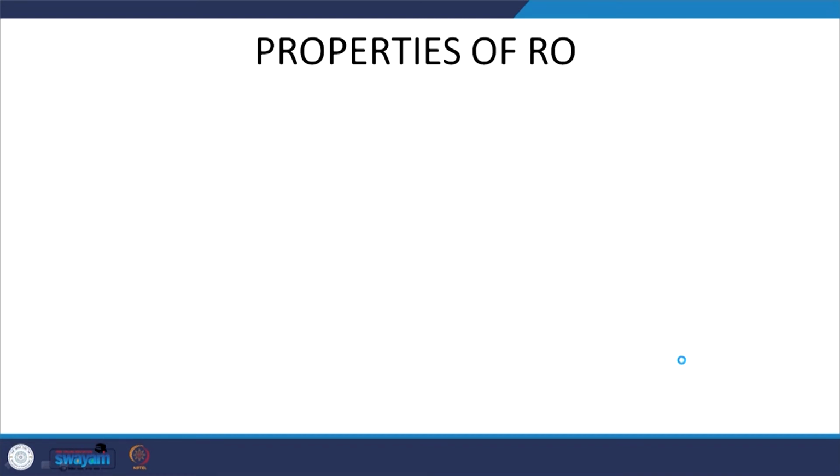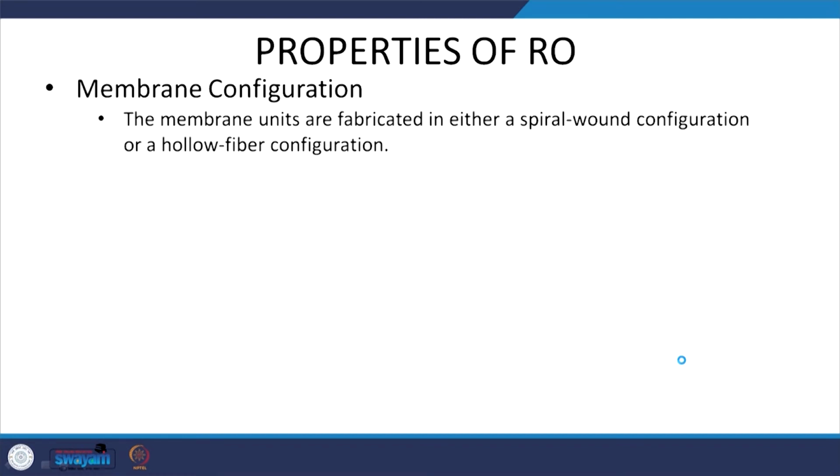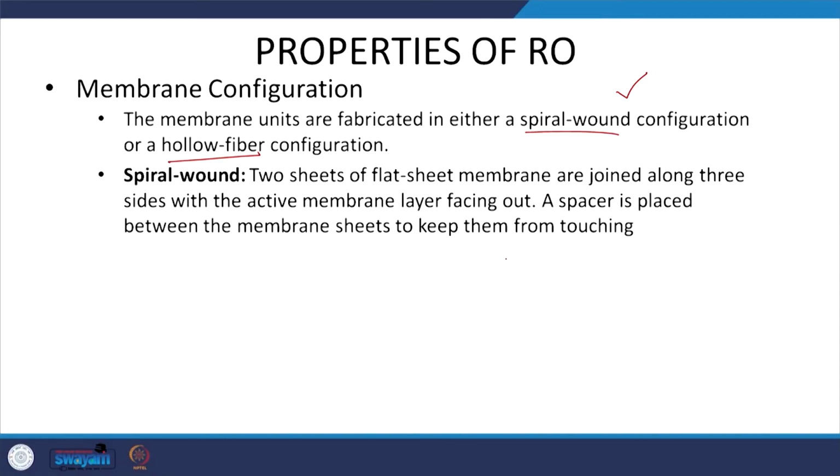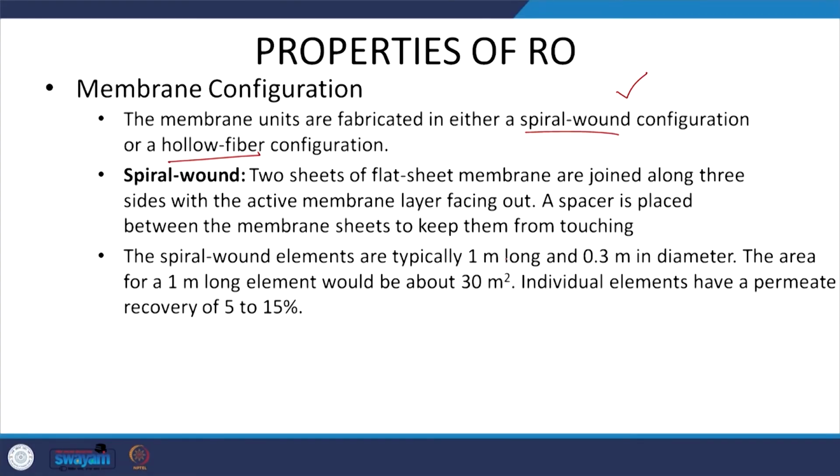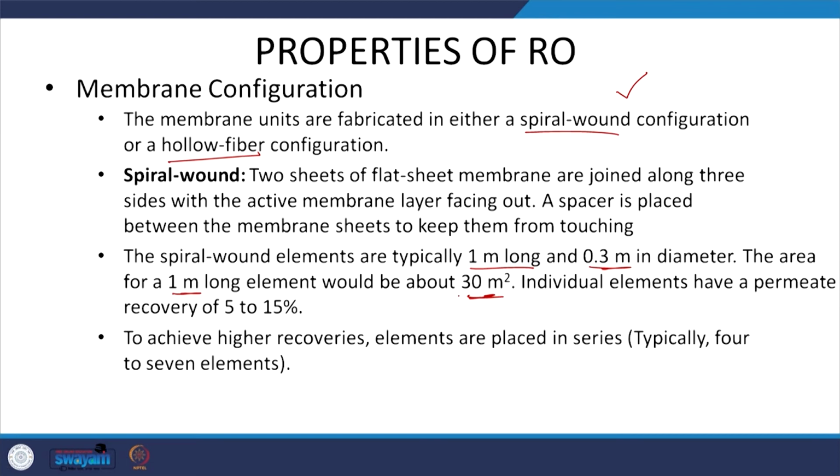So, let us move on. Properties of RO, membrane configuration: one is spiral wound, the other one is hollow fiber. Typically spiral wound, we looked at this in the context of, I believe, ultrafiltration and microfiltration. Let us look at the picture. As you can see, typically 1 meter long elements with 0.3 meters in diameter. Within a 1 meter long element, the area available would be around 30 square meters. So, that is something to keep in mind.